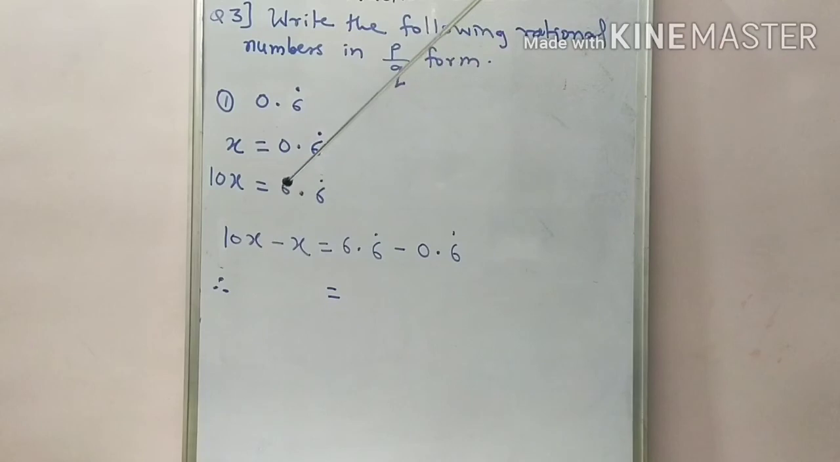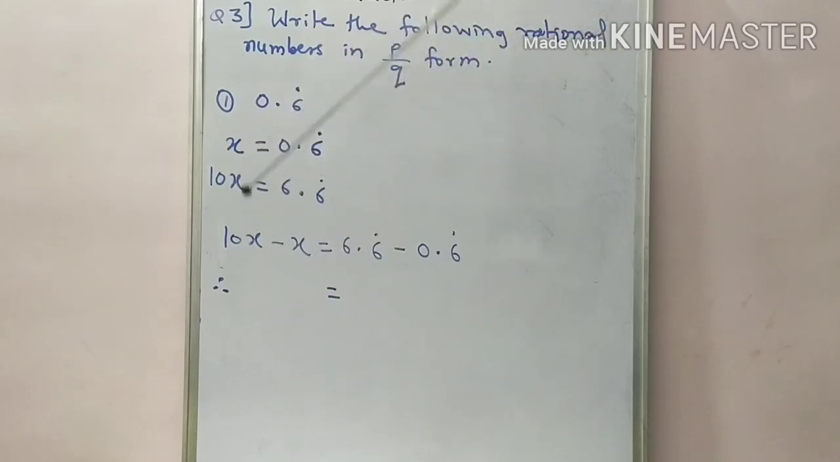If there are two numbers in the recurring part, you multiply by 100, so 100x minus x gives you 99x. And suppose there are three numbers in the recurring part, you multiply both sides by 1000, so 1000x minus x gives you 999x.